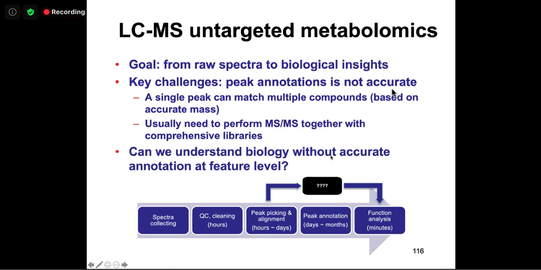We already mentioned that accurate annotation of the features is very time consuming, because you need reference standards and you need MS/MS. It takes days to months. But you don't have to, because if you're looking at the group level, like the whole pathway level, the statistics can help you a lot to reduce the uncertainty.